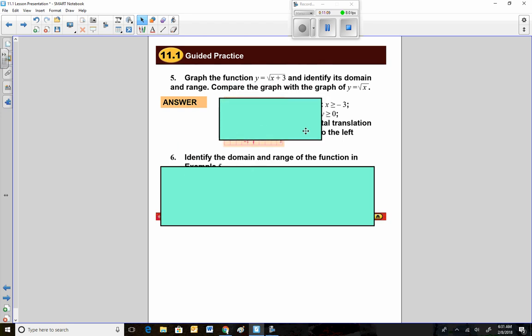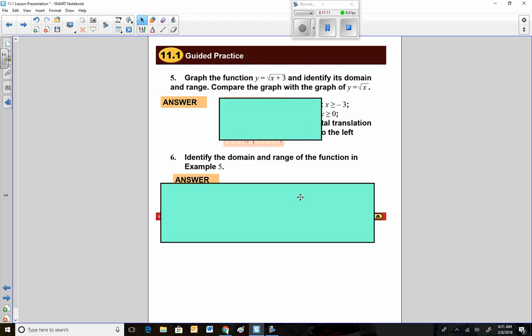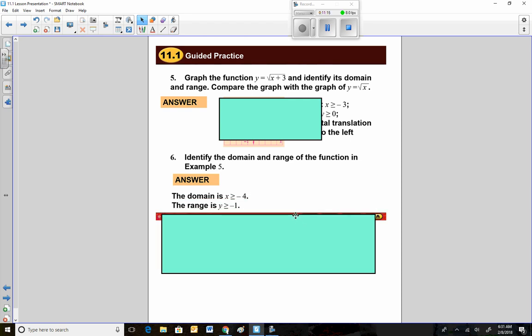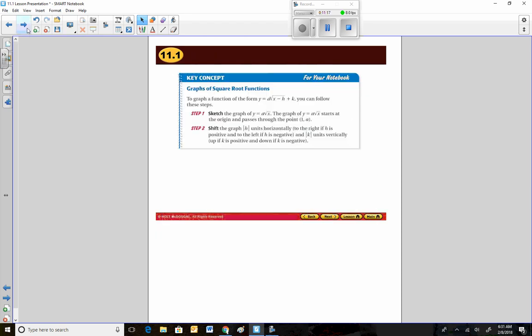Let's take a look at this. Identify the domain and range of the function in example 5. Well, that would require you to go back, so we're just going to go ahead and skip over that one.